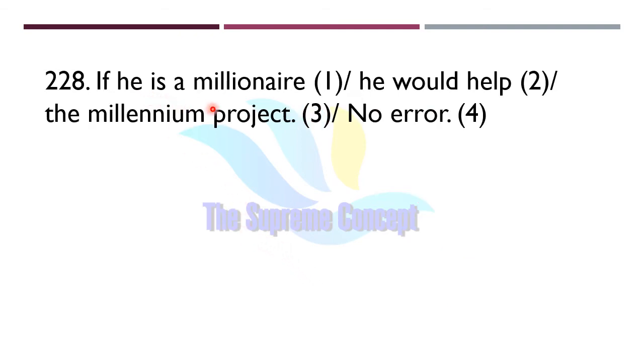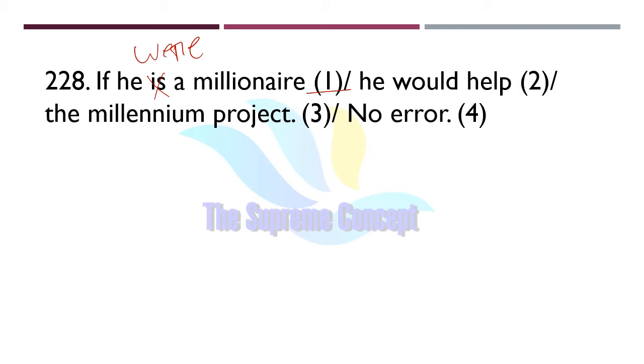If he is a millionaire, he would help the Millennium Project. Now find out where exactly the error lies in this question. Yes, the error lies in part number 1. So instead of 'is', we will use 'were'.